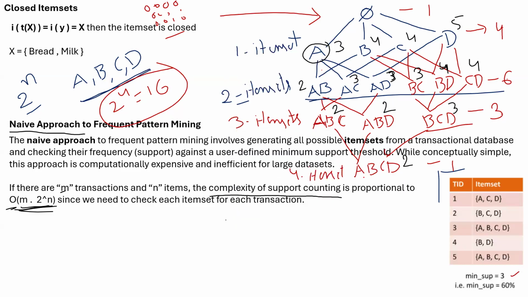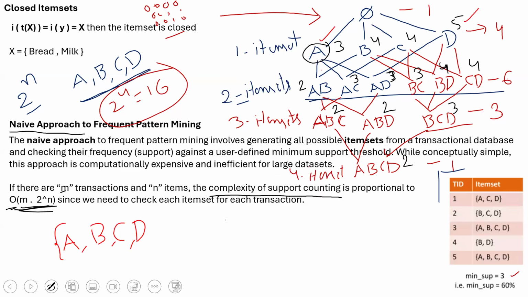So A is a frequent item set, right? Support of A is 3, which is greater than or equal to min sup, which is 3. So this is a valid item set. B is a valid item set. C is a valid item set, D is a valid item set, because for all of them the support is greater than or equal to 3. Coming to AB, AB is not a frequent item set because support is just 2. AC is a valid one, AD is valid, BC is valid, BD is valid, CD is valid, right?